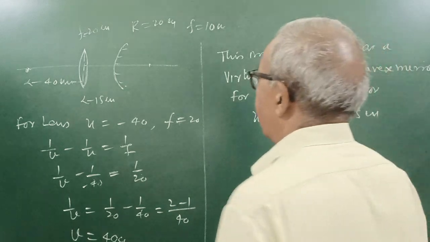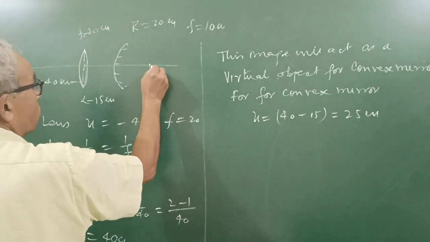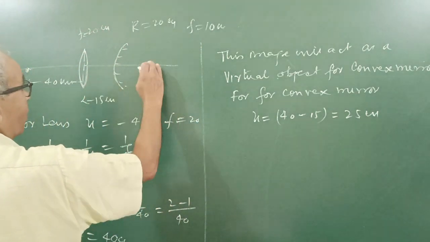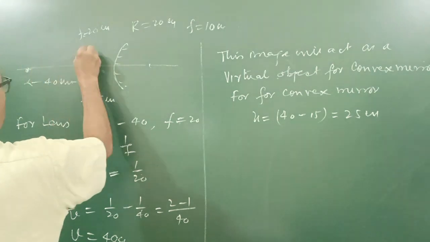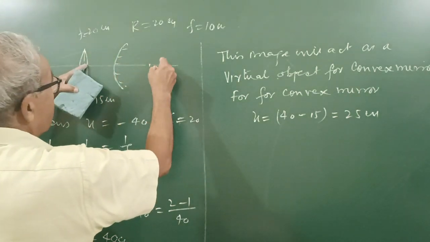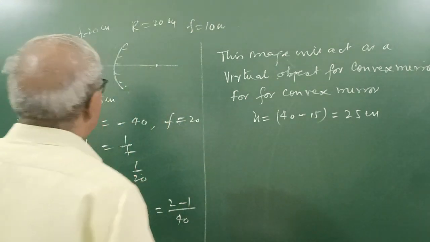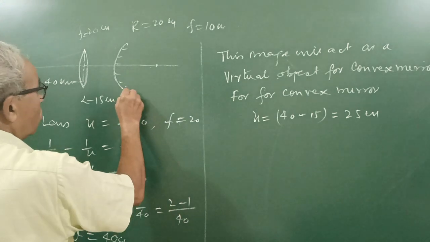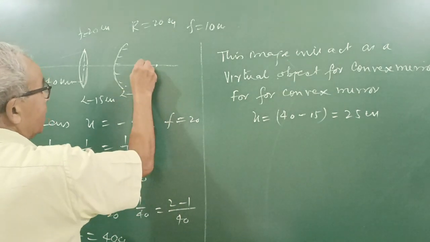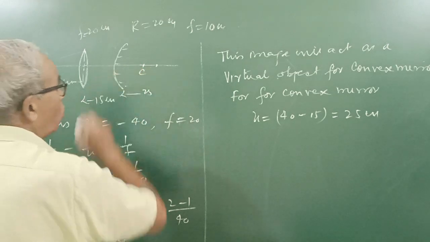Now 25, its radius of curvature is 20, so at 25 we make it here, the same distance 40. Yes, it may be here at 40. And this distance is now 25. C is at 20 here. This will be C.